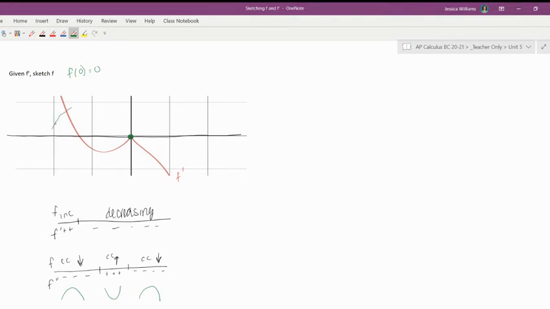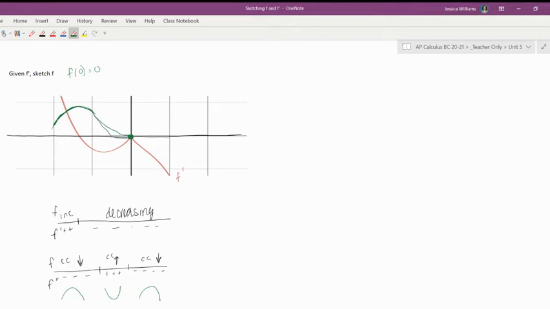And I only go that far because after that, I have to decrease the rest of the way. So I'm decreasing the rest of the way. I don't change concavity yet. So I'm going to stay concave down until here. And then I switch to concave up until the dot that I know I have to go through.